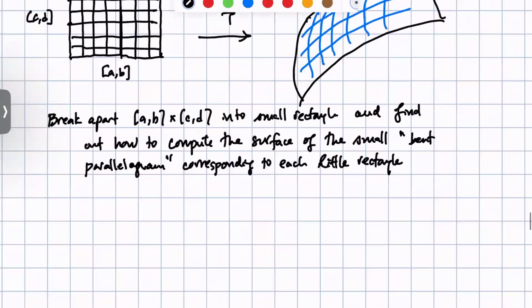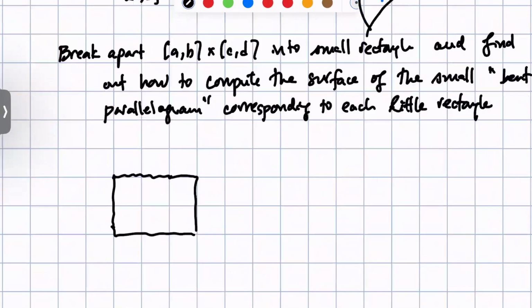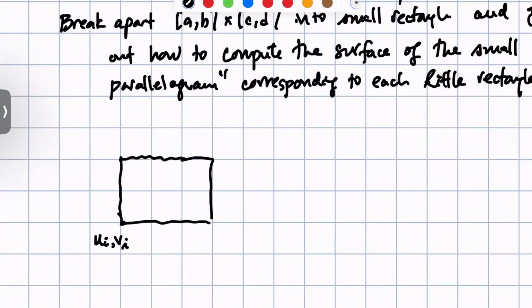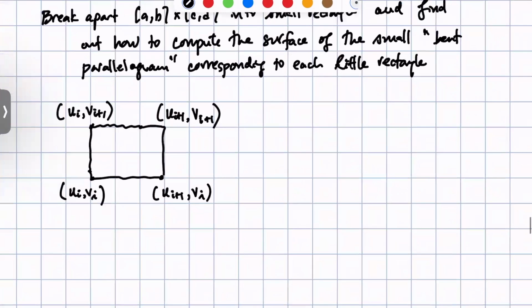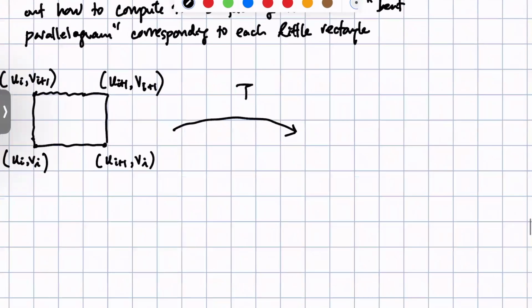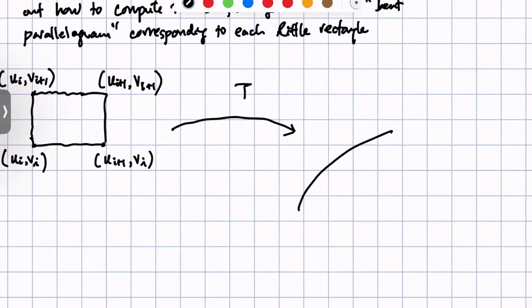Okay, so let's take a look at what's going on here. Suppose I take a little square here, or a rectangle. I keep saying square, maybe I should just draw it as a rectangle to remind myself. Suppose this is labeled in the following way. This is u_i, v_i, this point right here. Then u_{i+1}, v_i. Here is u_i, v_{i+1}. And here is u_{i+1}, v_{i+1}. And T is going to map this to a curved or bent parallelogram like this.